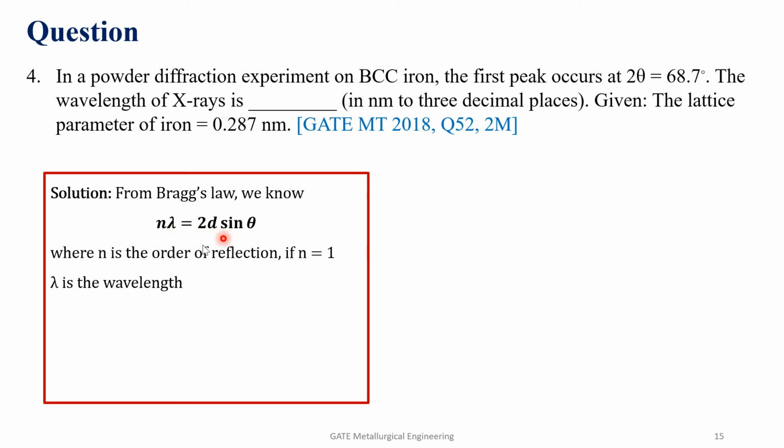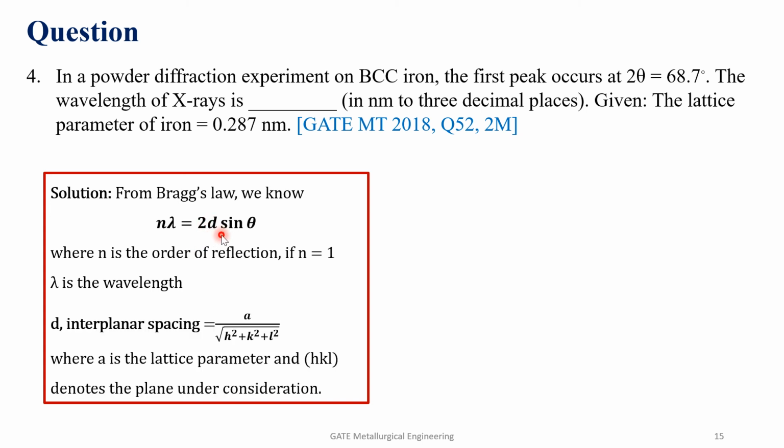So n lambda is equal to 2d sine theta, and suppose we are considering order of reflection as 1 and lambda is wavelength, we have lambda is equal to 2d sine theta. Theta, 2 theta value we already know 68.7, from that we can get theta value. Now the thing that we need to find is d value. D is the interplanar spacing. Therefore, for cubic unit cell, we know that d, the interplanar spacing, is equal to a divided by root of h square plus k square plus l square.